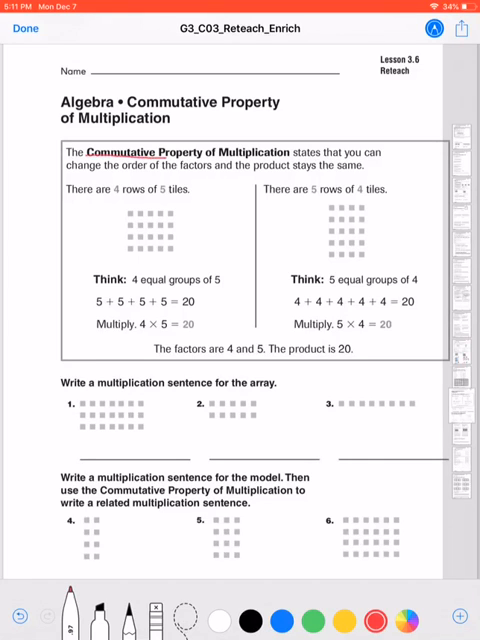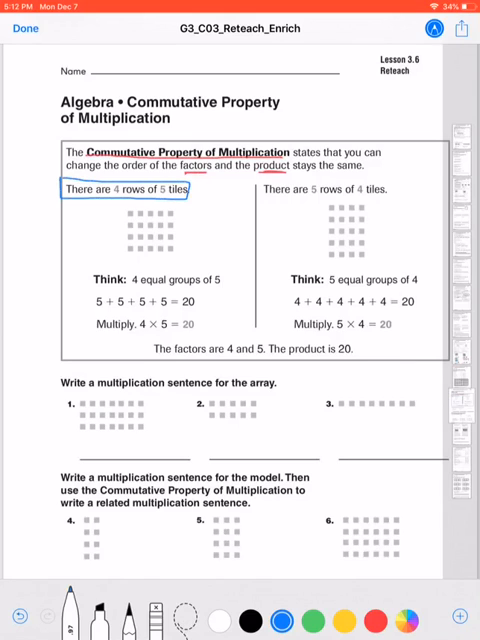commutative property of multiplication. So this property states that you can change the order of the factors and the product will stay the same. So remember that the factors are two numbers that you're multiplying together, and the product is the answer in the multiplication sentence. So you can change the order of the numbers that you're multiplying, and the answer will stay the same. How crazy is that?